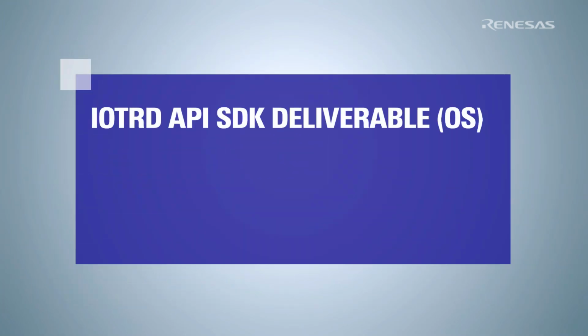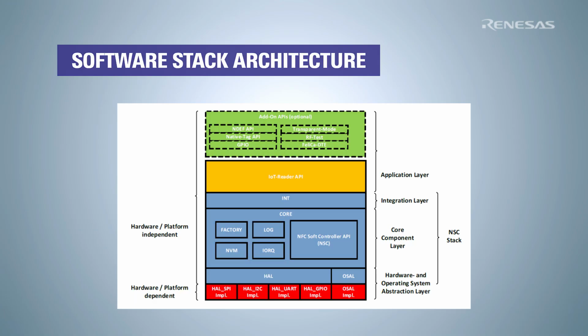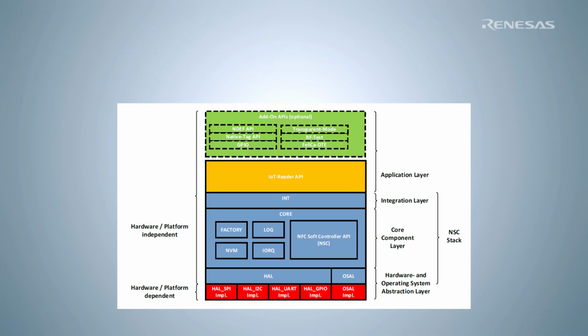First, we are going to look at the contents of the OS SDK. The stack can be divided into 3 layers: the application layer, the platform independent layer, and the platform dependent layer. The platform independent layer comprises the NFC soft controller stack, or NSC in short. The platform dependent layer comprises the implementation of the different communication and GPIO protocols.